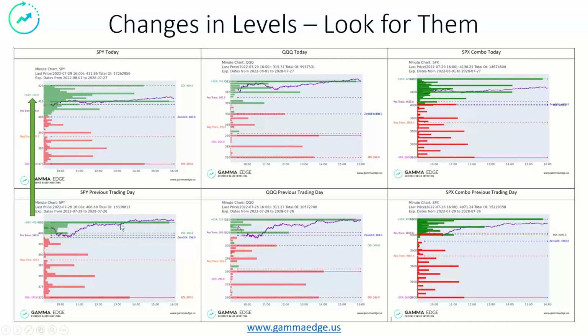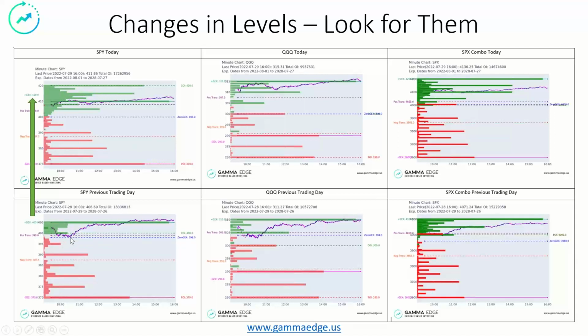We can put a price in if we wanted to see what would be the new levels from 410 to 415, for instance, on the SPY, et cetera, and see how the structure changes. And so there's a lot of flexibility available to you.